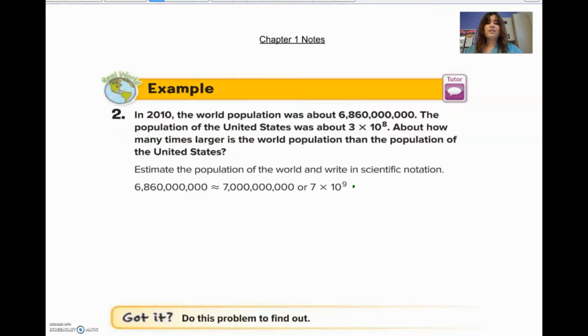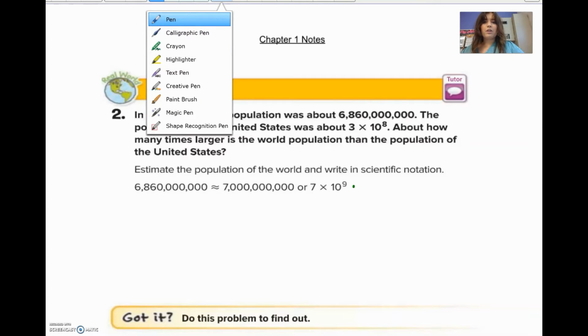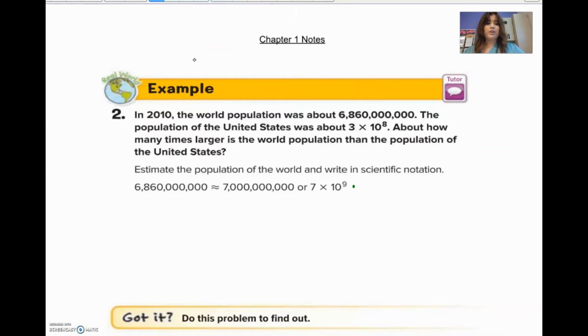Okay, in 2010, the world population was about 6,860,000,000,000. The population of the United States was 3 times 10 to the 8th. About how many times larger is the world population than the United States? So we're taking the world population to the United States population. Okay, so first our book tells us to estimate the population of the world. So we know that's 7 billion. And if we write that in scientific notation, that is 7 times 10 to the 9th.